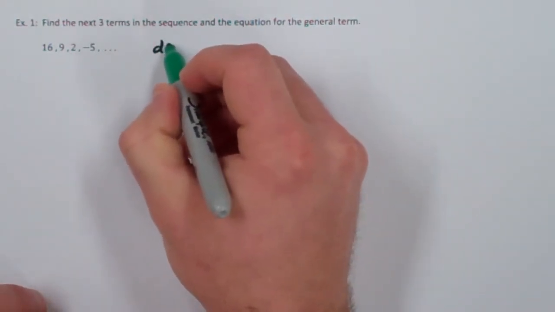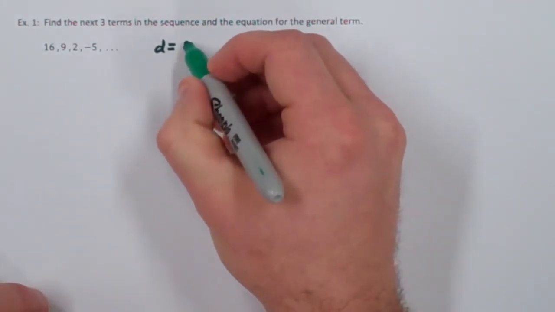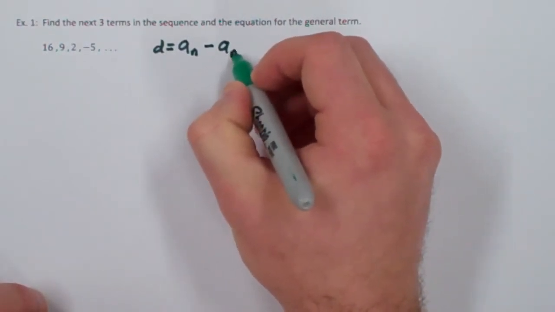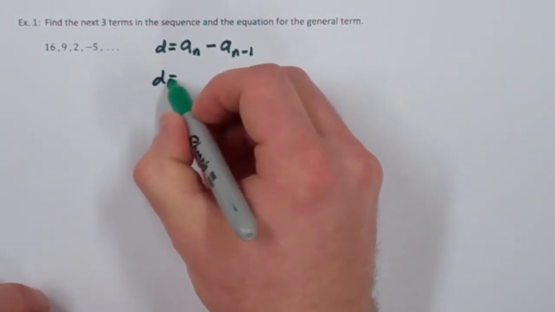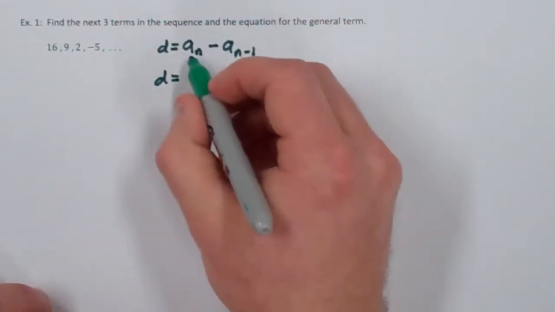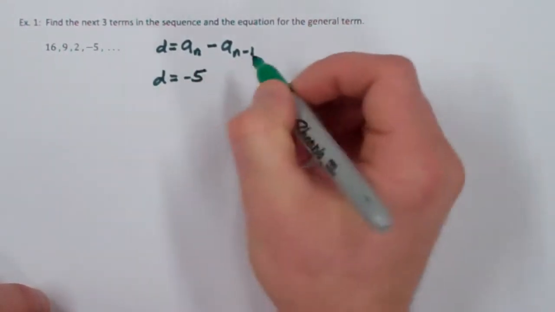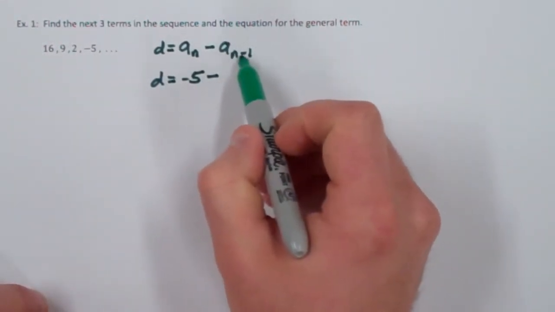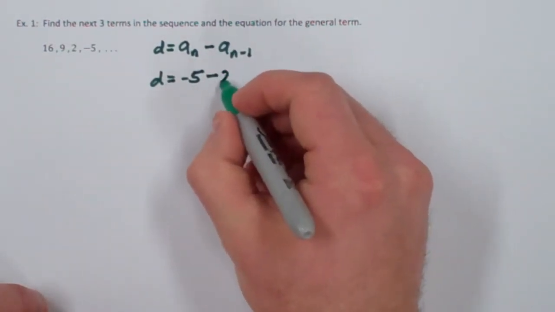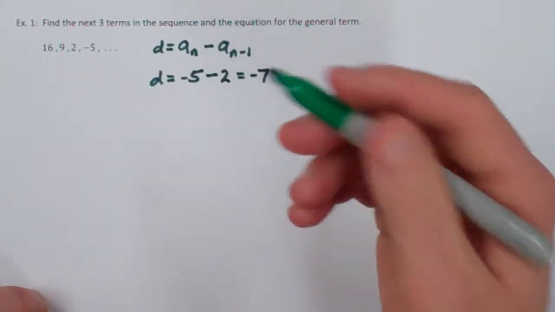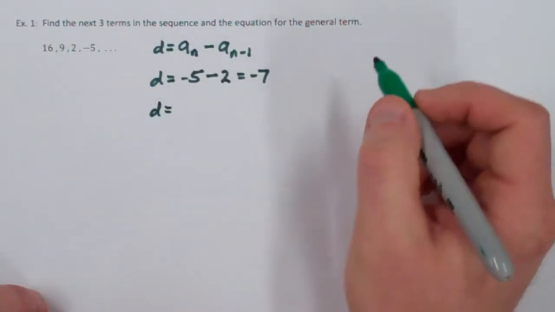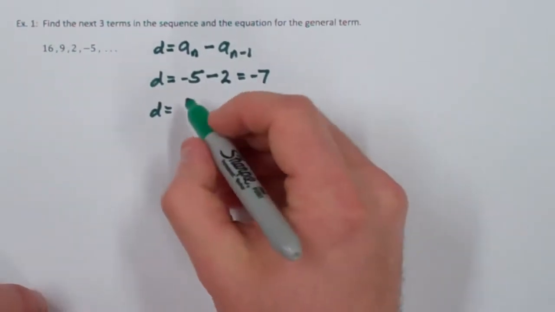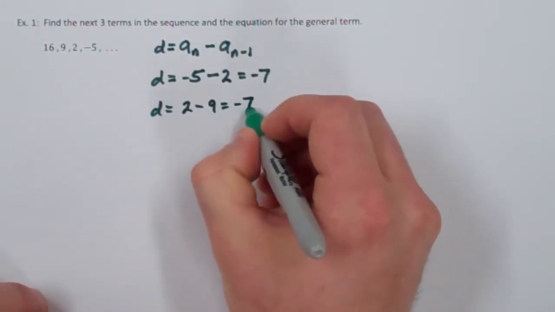So to find d, you can take any term, we'll say that's a sub n, and subtract a sub n minus 1. If we use this, let's pick the fourth term, a sub 4, which is negative 5, minus a sub, not the fourth term, it's 4 minus 1, or the third term, which is 2, and that's negative 7. We can do this with any of these terms, and it should be the exact same value if the sequence is arithmetic. So for instance, we could do 2 minus 9, and that still gives us negative 7.